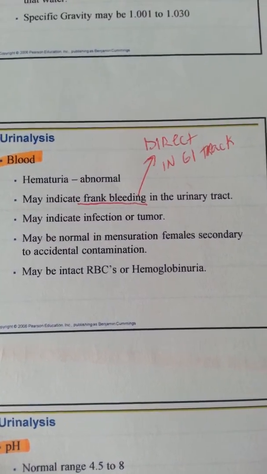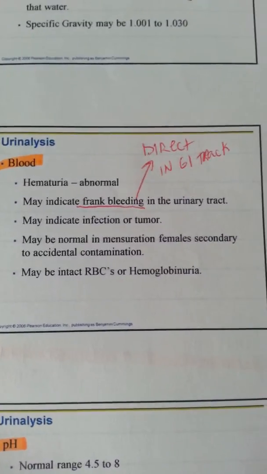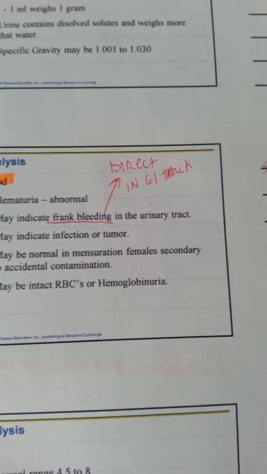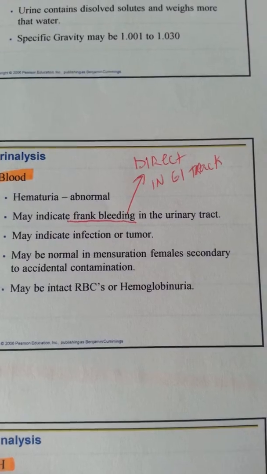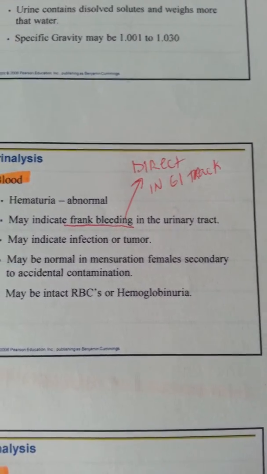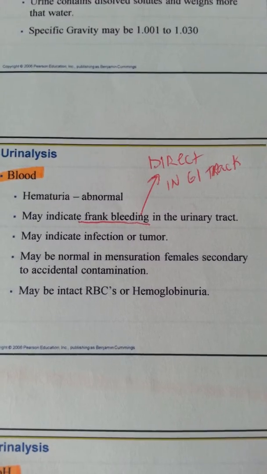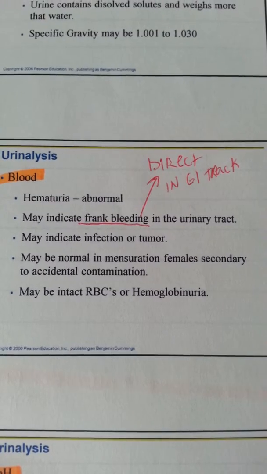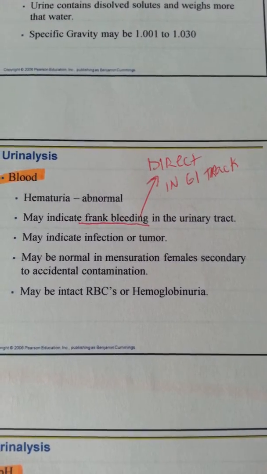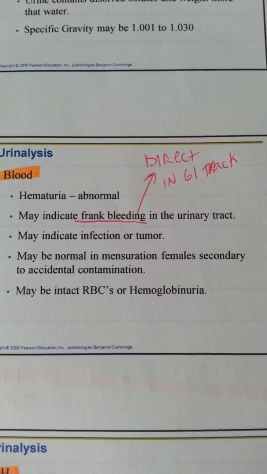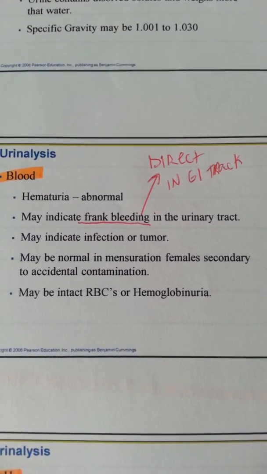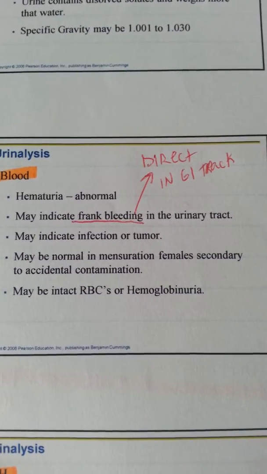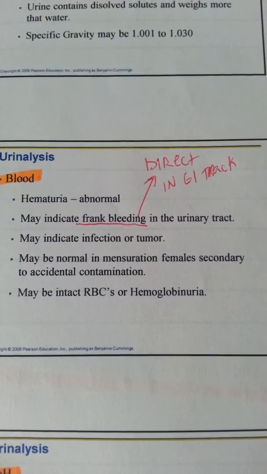Alright, so blood is abnormal in the urine. You should know this because when I talked about the glomerulus before, like a strainer, blood and proteins cannot go through the little holes, alright? So remember that. Blood is abnormal if found in the urine. And it may indicate frank bleeding in the urinary tract, which comes direct from the GI tract. It may indicate infections or tumors, and it may be normal in the menstruation cycle for females, and it may be intact red blood cells or hemoglobinuria.